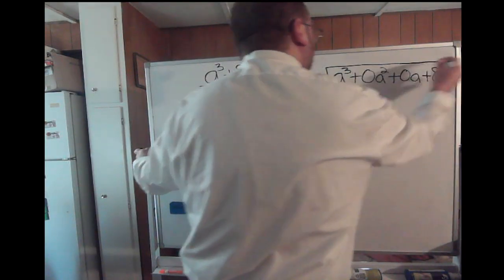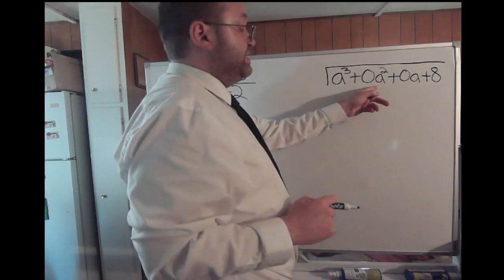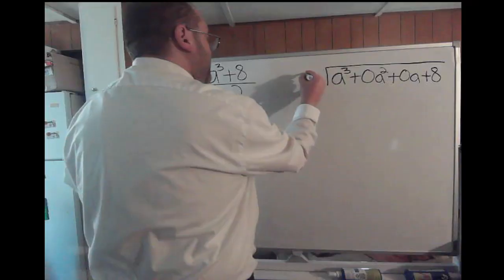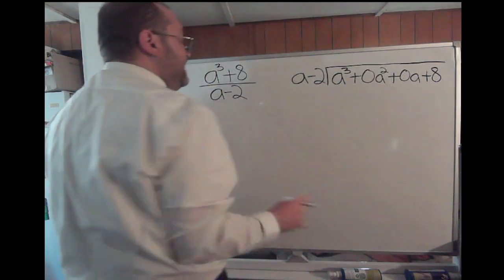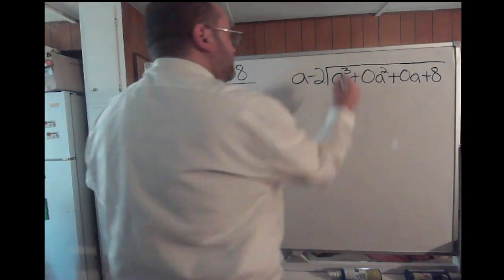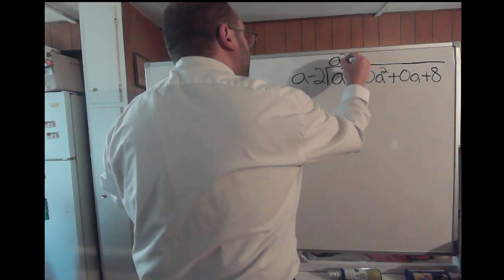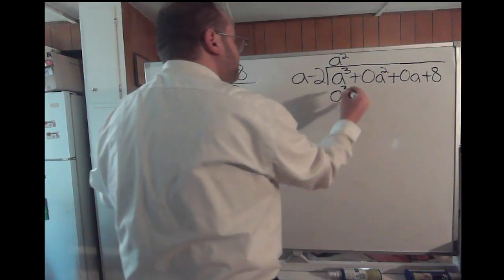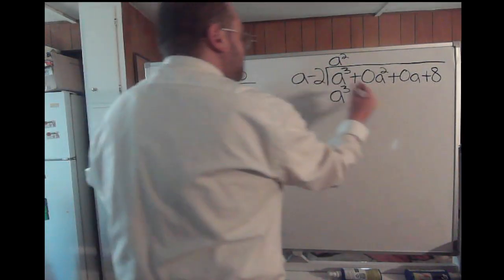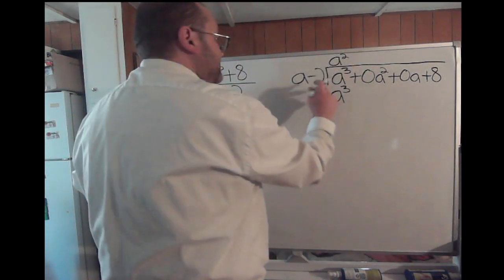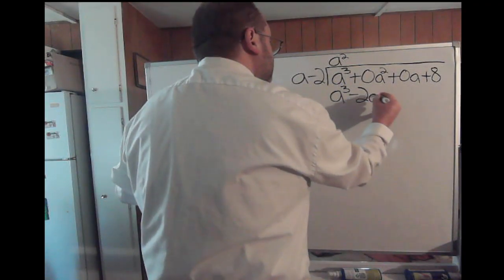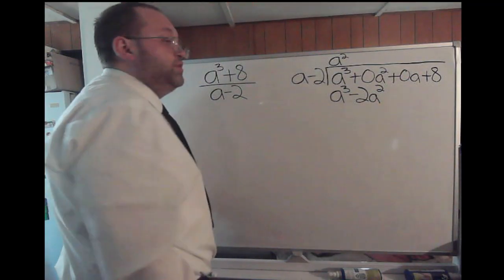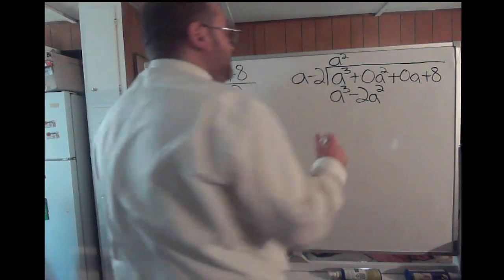So your dividend should look like a to the third plus 0a squared plus 0a plus 8, divided by your divisor of a minus 2. Now, a times what equals a to the third? That'd be a to the second. A to the second times a, that's a to the third. Then a to the second times negative 2, that'd be negative 2a to the second. This is why I say put those 0 terms in the middle if you have no middle terms. It's going to help you a lot.